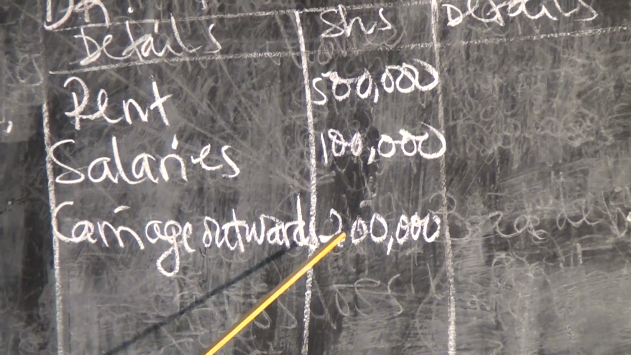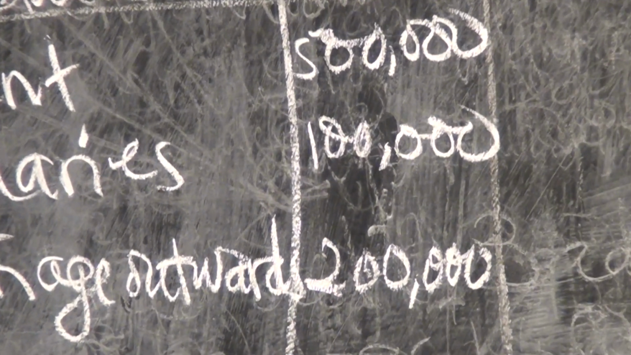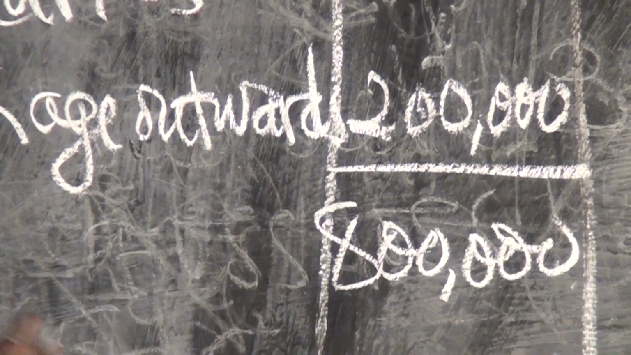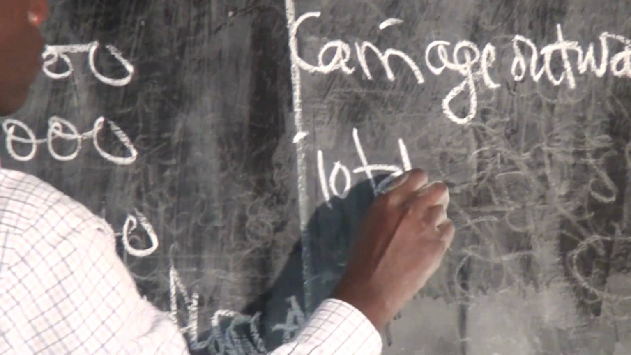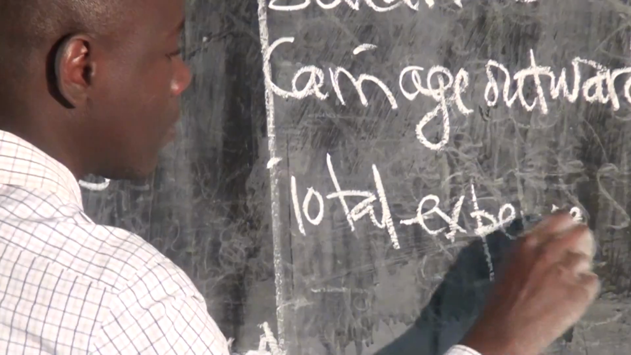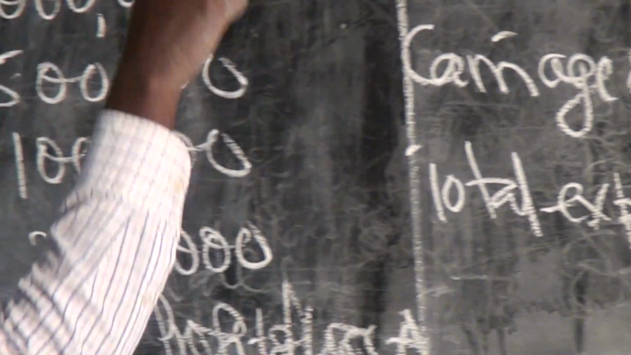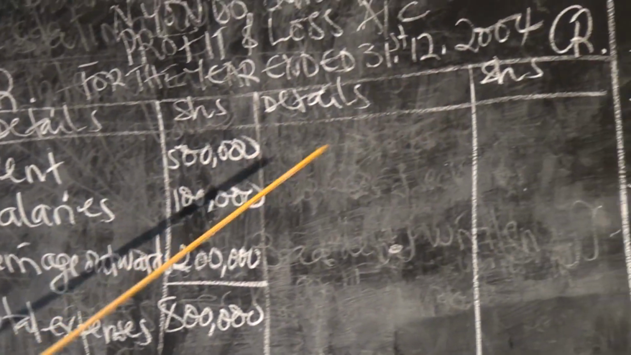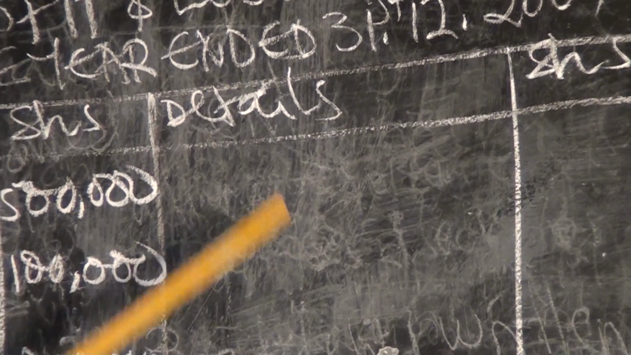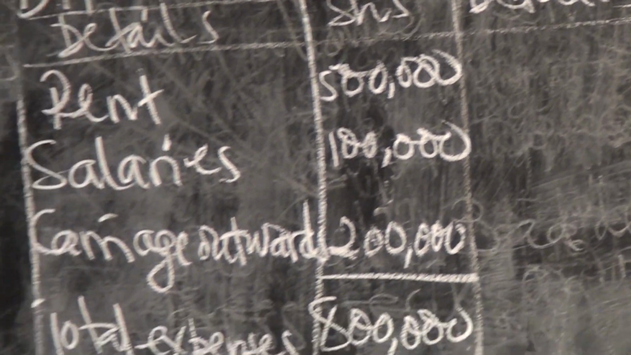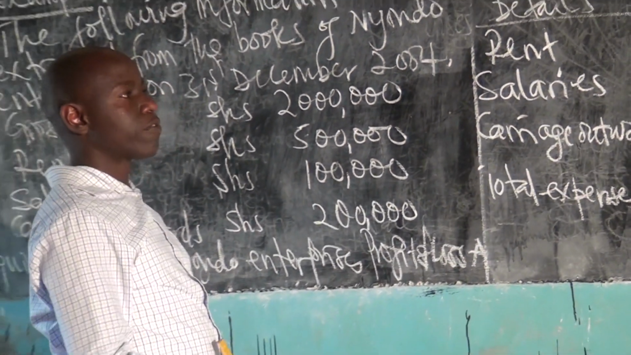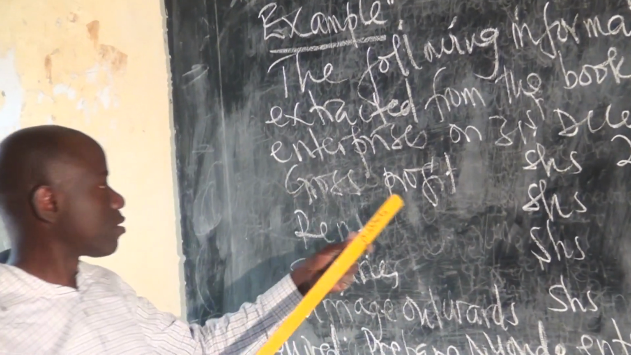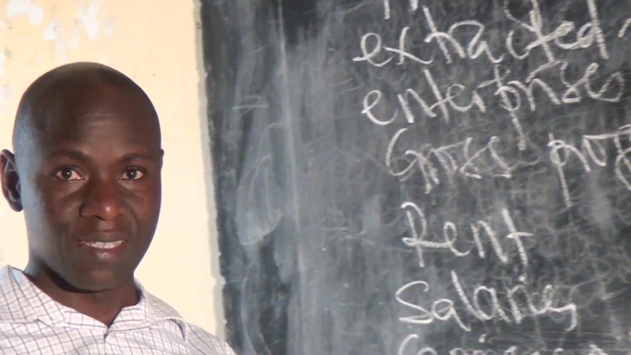500,000 plus 100,000 plus 200,000, you get 800,000. And we shall follow that one, total expenses. On the credit side, this is the credit side. This credit side is for incomes. It is what we call supplementary incomes. The gains of the business are recorded on the credit side. And we have one of the incomes. Gross profit is an income to the business.